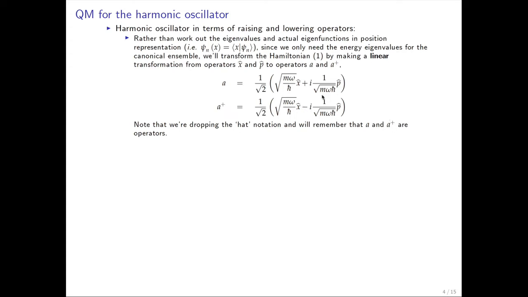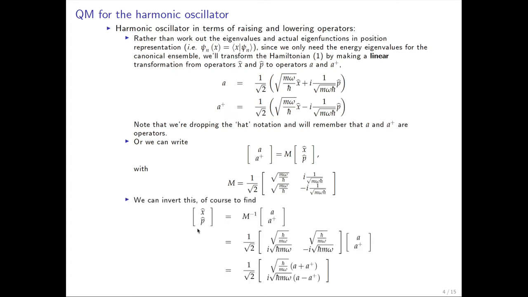Anyway, this is just a linear transformation. That is, I could write my raising and lowering operators, as we'll call them, as just a matrix times our x hat and p hat. And that matrix, just by examination, you can see looks like this. And by writing it this way, we can always invert that. So if we wanted, we can always get back to x hat and p hat just by multiplying by the inverse of this matrix, right? So we can go back and forth.